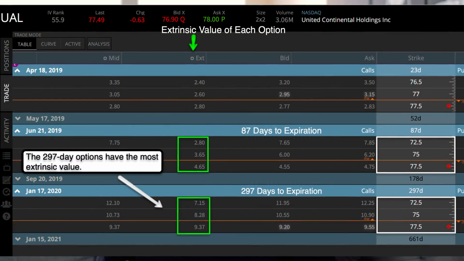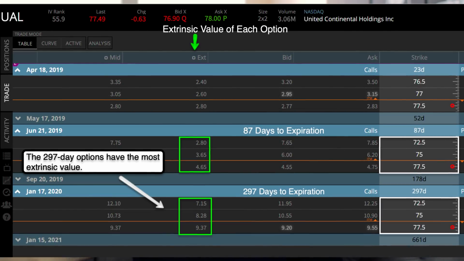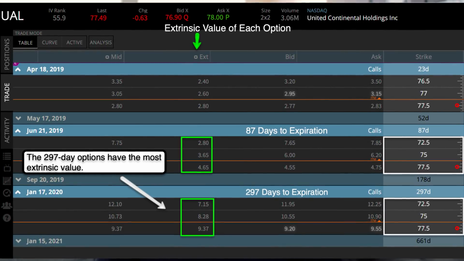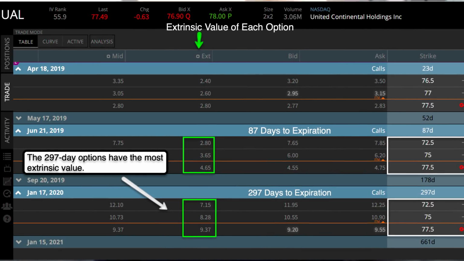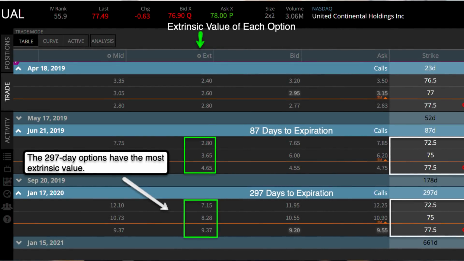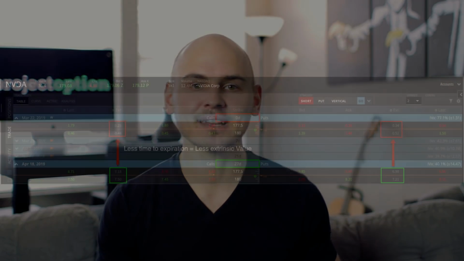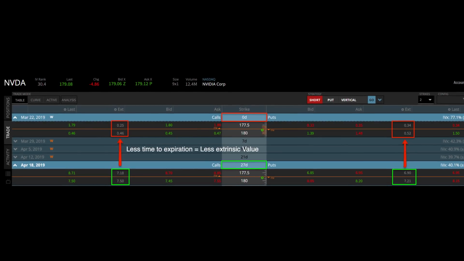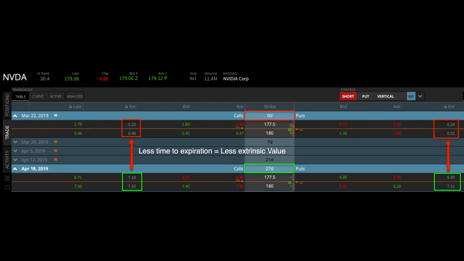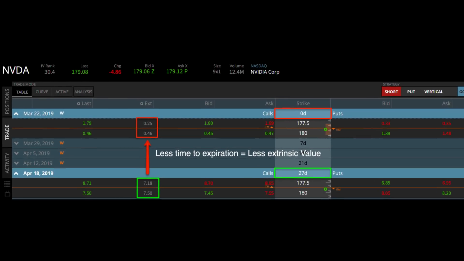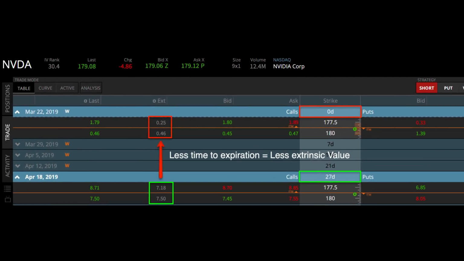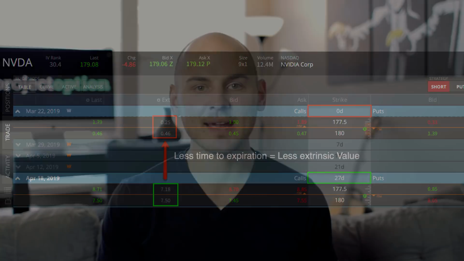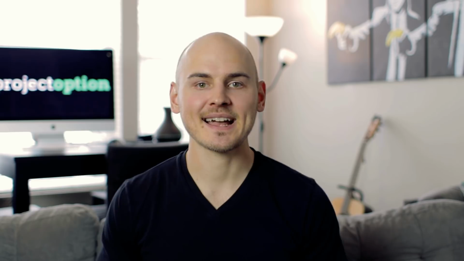Extrinsic value is sometimes referred to as time value because options with more time until expiration have more extrinsic value, which just means that with more time until expiration, there's more time for the stock price to move around, which means there's more time for that option to become intrinsically valuable and significantly more valuable than it is right now. Now that means that options with less time to expiration have less extrinsic value, which means that the option has less time to become more valuable since it expires very, very soon. On the other hand, options with lots of time until expiration have lots of extrinsic value because there is lots of time left for that option to become more valuable as the stock price changes.